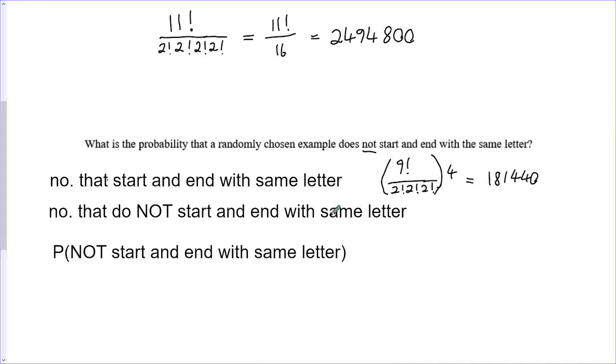The number that don't is obviously the difference between these two numbers, which is 2313360. All right, and then the probability of not starting and ending with the same letter will just be this number divided by our total of 2494800, and that comes to about 92.7%.